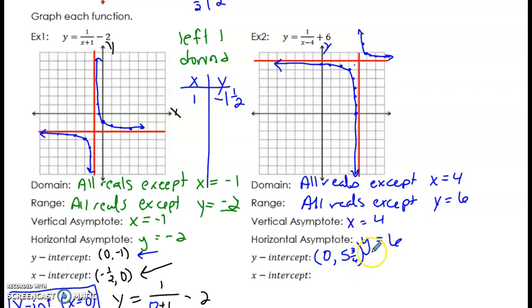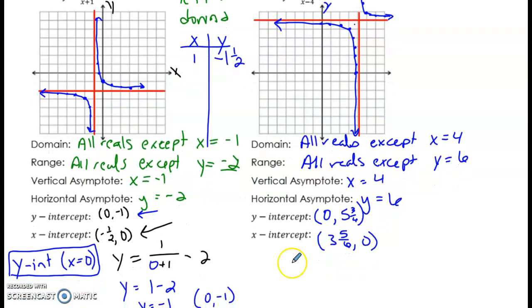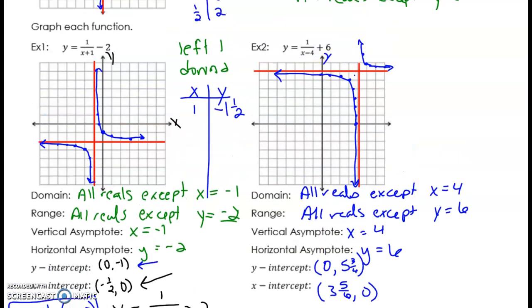You could solve that algebraically as well, just like we did in the previous one. My x-intercept, okay, so this one was 1 away from the vertical asymptote, 1/2, 1/3, 1/4, 1/5, and 1/6. So 1/6 away. So it's over 1, 2, 3, and 5/6. 3 and 5/6, 0. Okay, now again, if that doesn't work, you could just plug in 0 for x to get your y-intercept and plug in 0 for y to get your x-intercept.